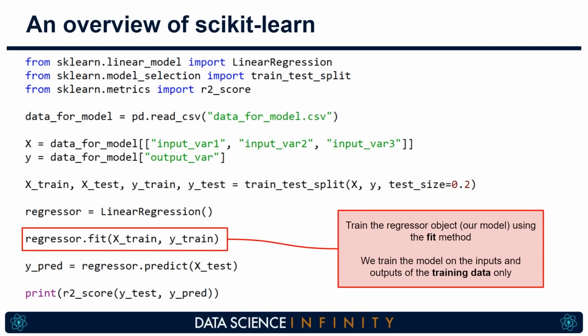Now we have our model in the form of a regressor object, we can train it using the fit method. You'll notice that we're feeding in the X train and y train objects, which are the inputs and output for our training data only. This is pretty amazing when you think about it. Training the model is the biggest part of this whole process, and it all takes place within this short line of code. And this illustrates the beauty of scikit-learn.